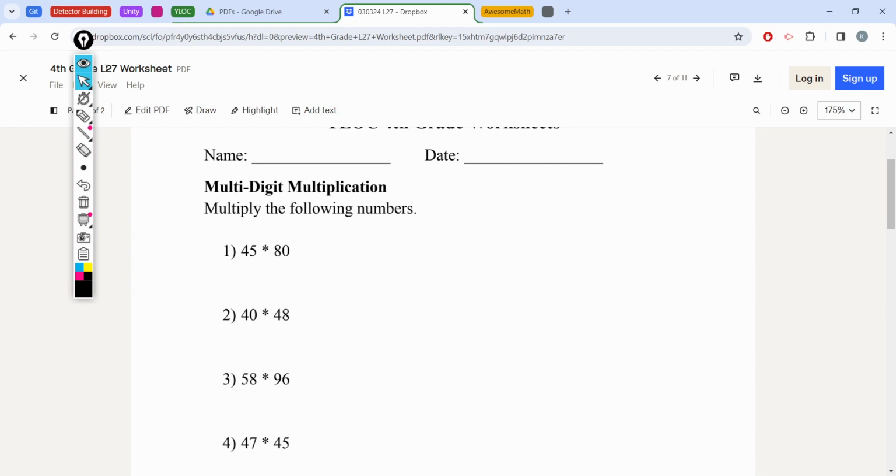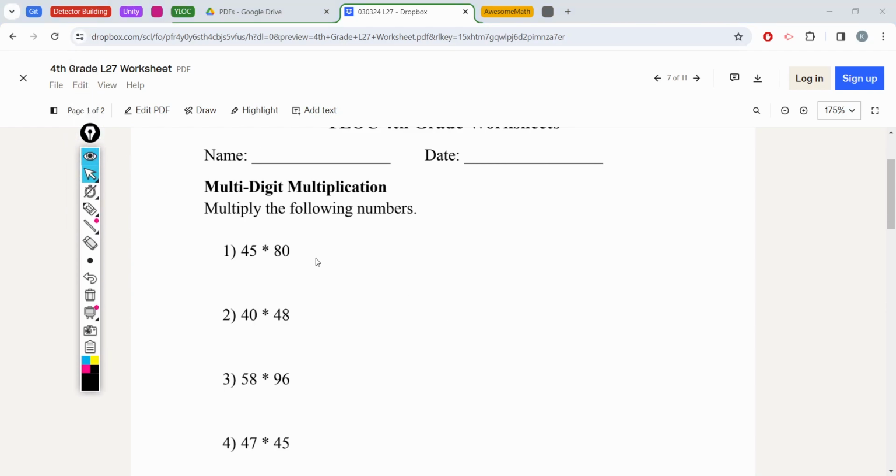For our first section, we have multi-digit multiplication. So we're going to be multiplying these numbers. And so for this first, we have 45 times 80. So I'm going to write them out on top of each other.